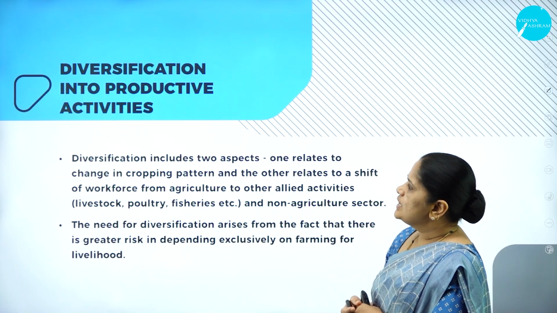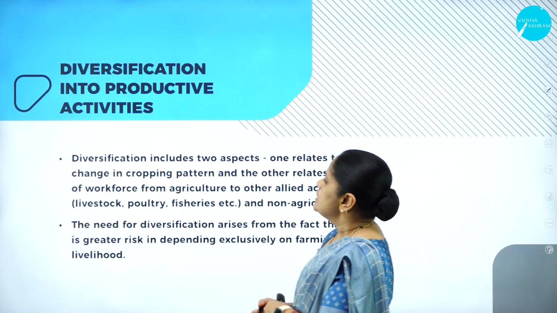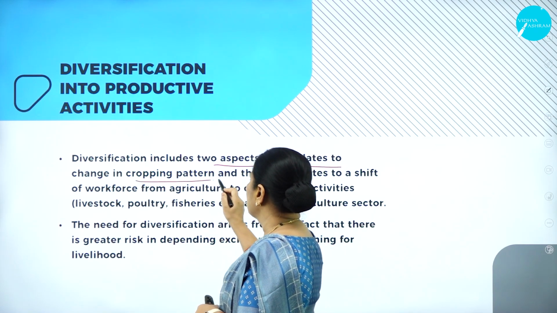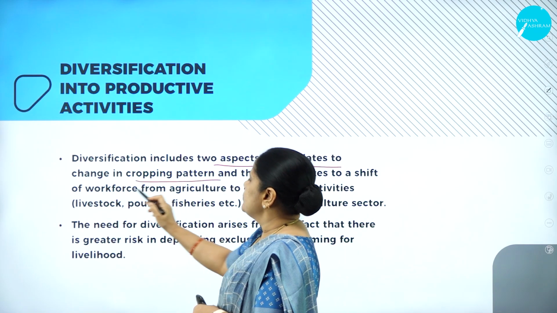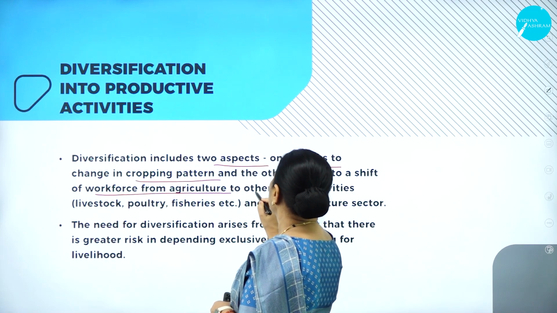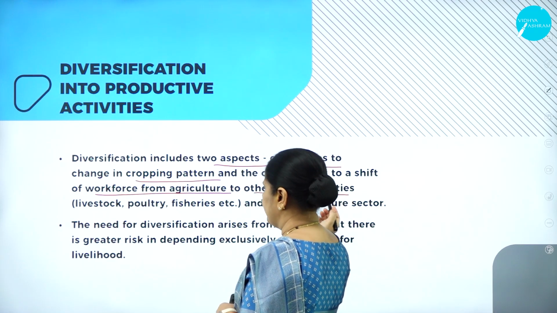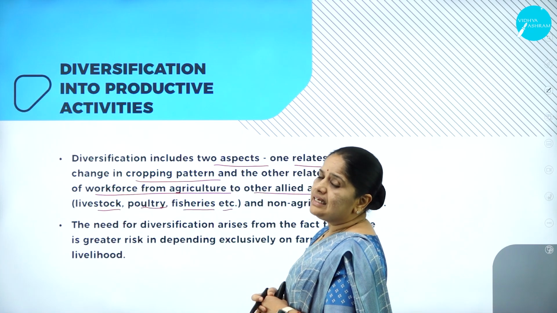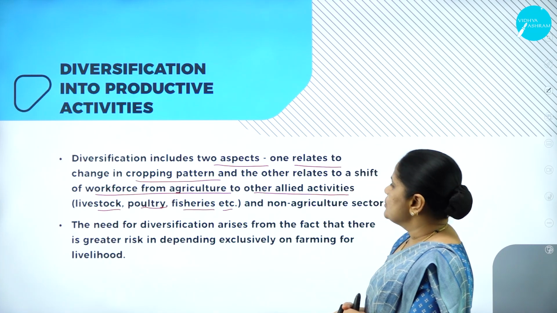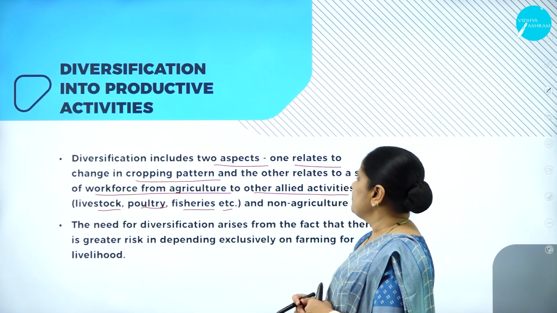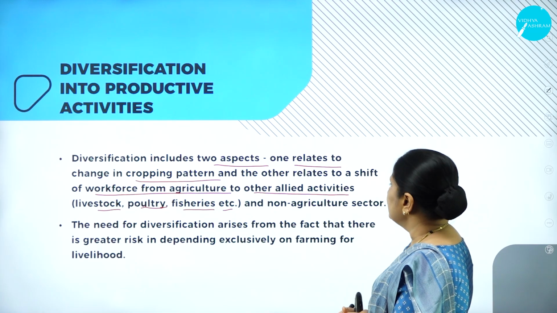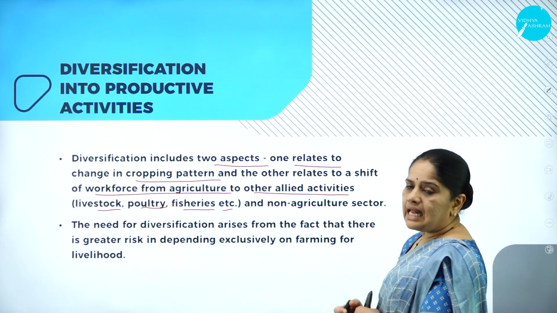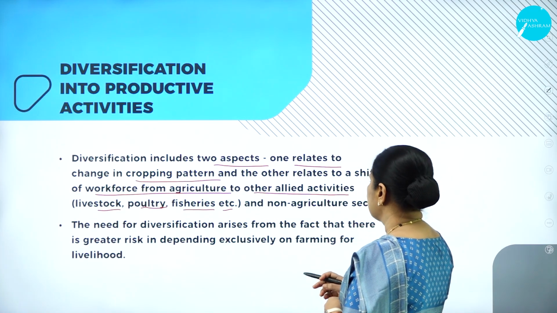Then, diversification into productive activities. Diversification includes two aspects. One relates to the change in the cropping pattern and the other relates to a shift of working force from agriculture to other allied activities like livestock, poultry, fisheries, etc. So in diversification, the first is the change in the cropping pattern and the other is the shift of working force from agriculture to other allied activities like livestock, poultry, fisheries, etc.